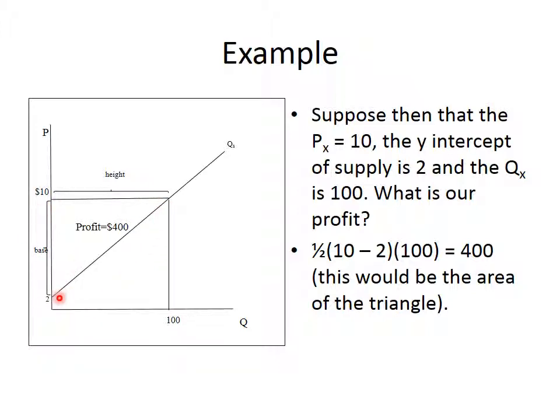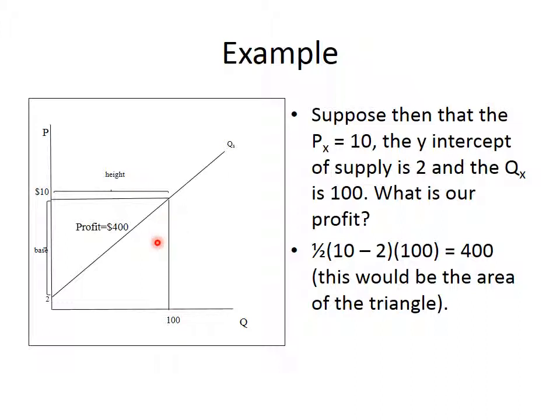Well, 1/2 base times height. Let's say that we have a price of $10 and we sell 100 units. Now, first of all, just real quickly, what is our revenue? Well, our revenue is price times quantity. It's the area of this rectangular unit. 10 times 100. So we have $1,000 worth of revenue based on this. $10, 100 units, $1,000 in revenue.